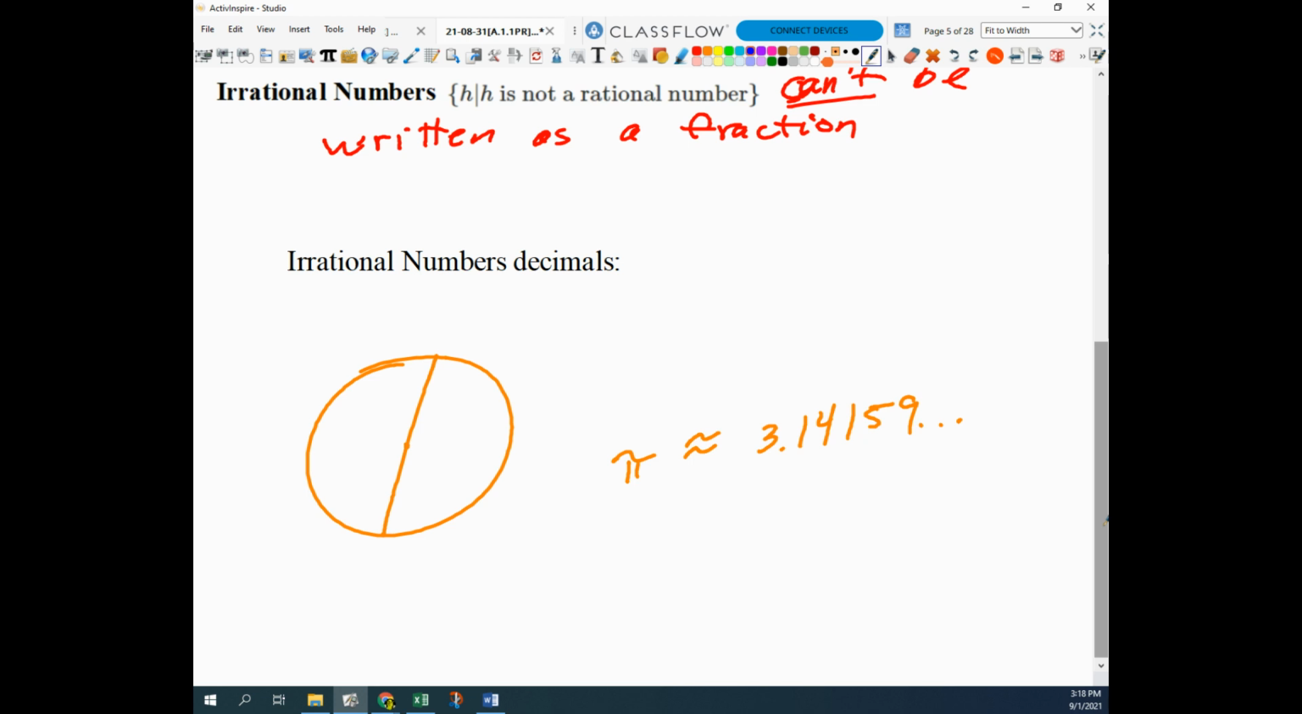Pi is an irrational number. If we write that as a decimal, it's 3.14159, blah, blah, blah. It goes on and on and on forever and ever, right? Now, that's what the dot, dot, dot means. It never repeats and never terminates, but just goes on and on and on forever and ever, okay? So irrational numbers, again, they never repeat or terminate.